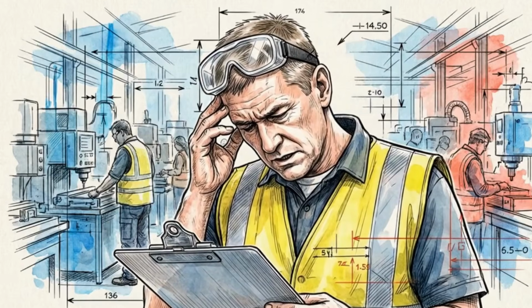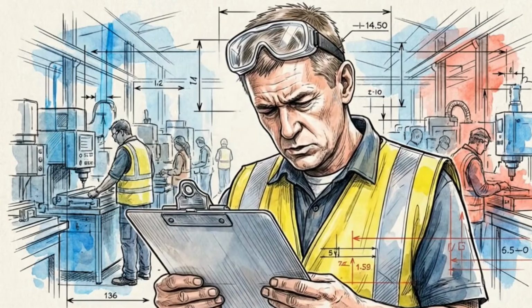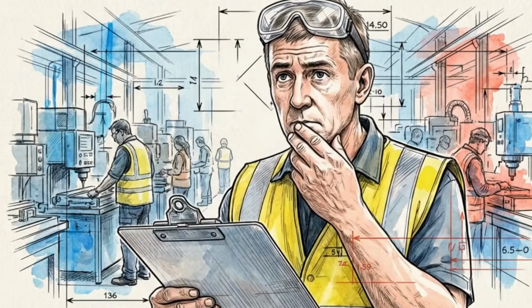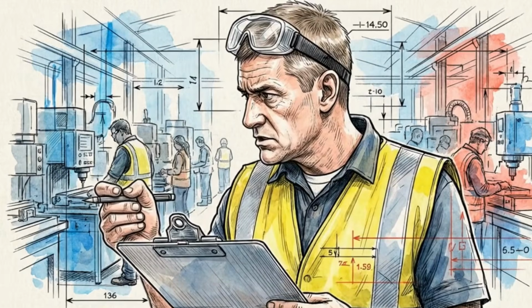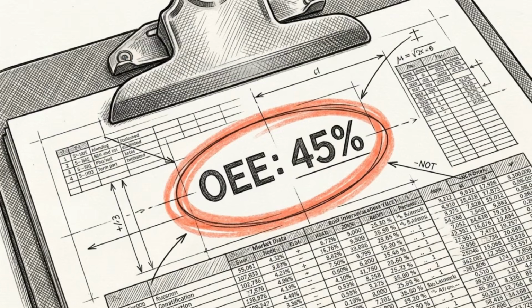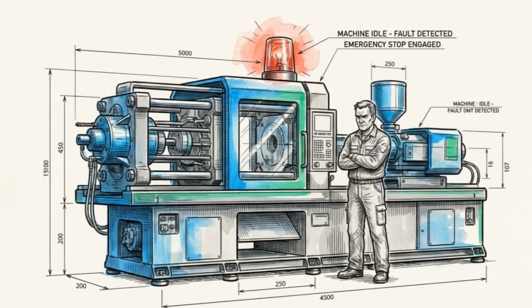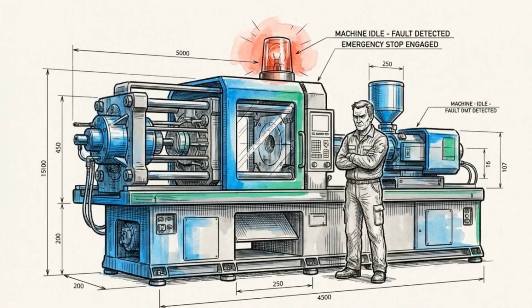You run the numbers at the end of a shift, and there it is, an overall equipment effectiveness, or OEE, of 45%. It is a brutal calculation to stare down. That 45% succeeds at flashing a giant red warning light over your entire operation. But as a single number, it gives you exactly zero direction on what is actually broken or how to fix it.